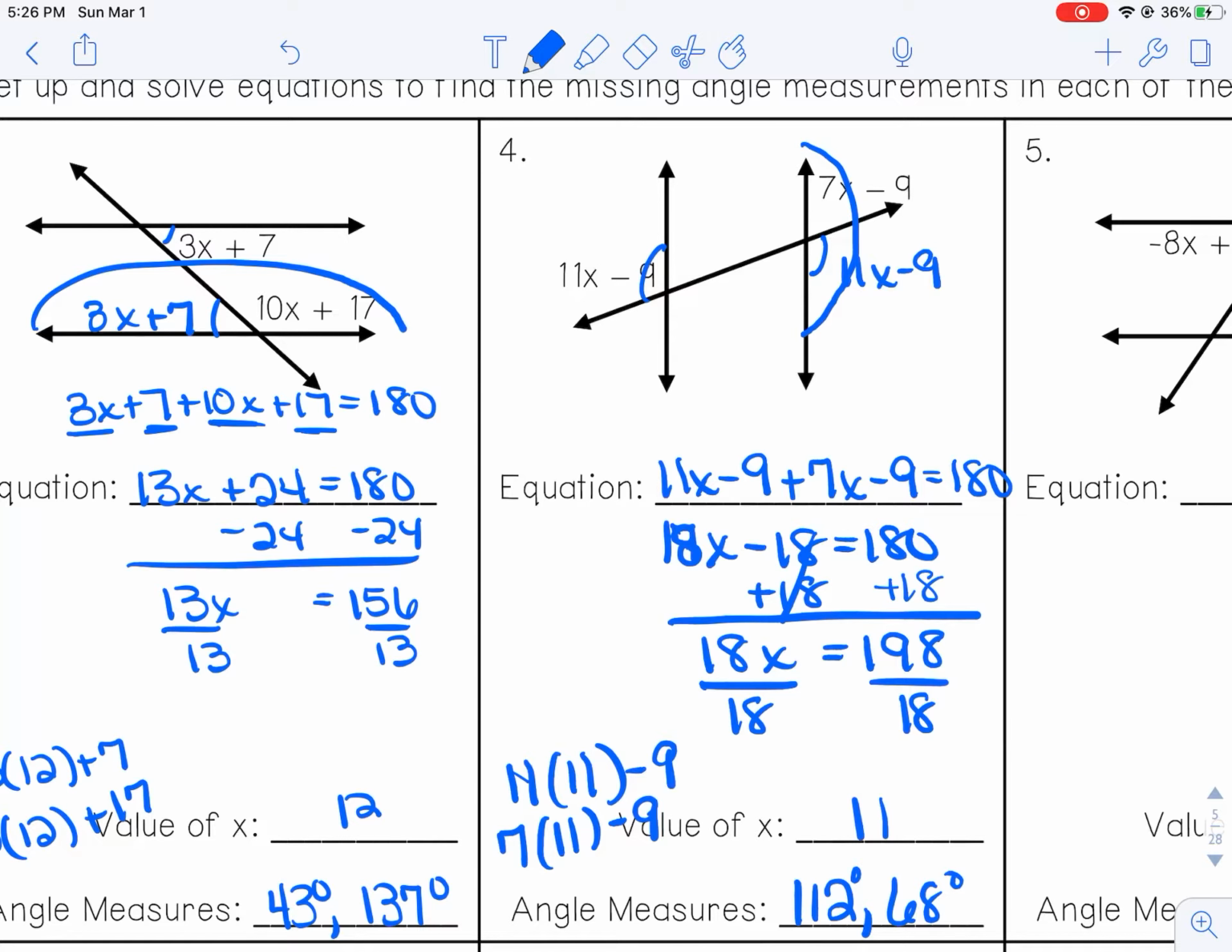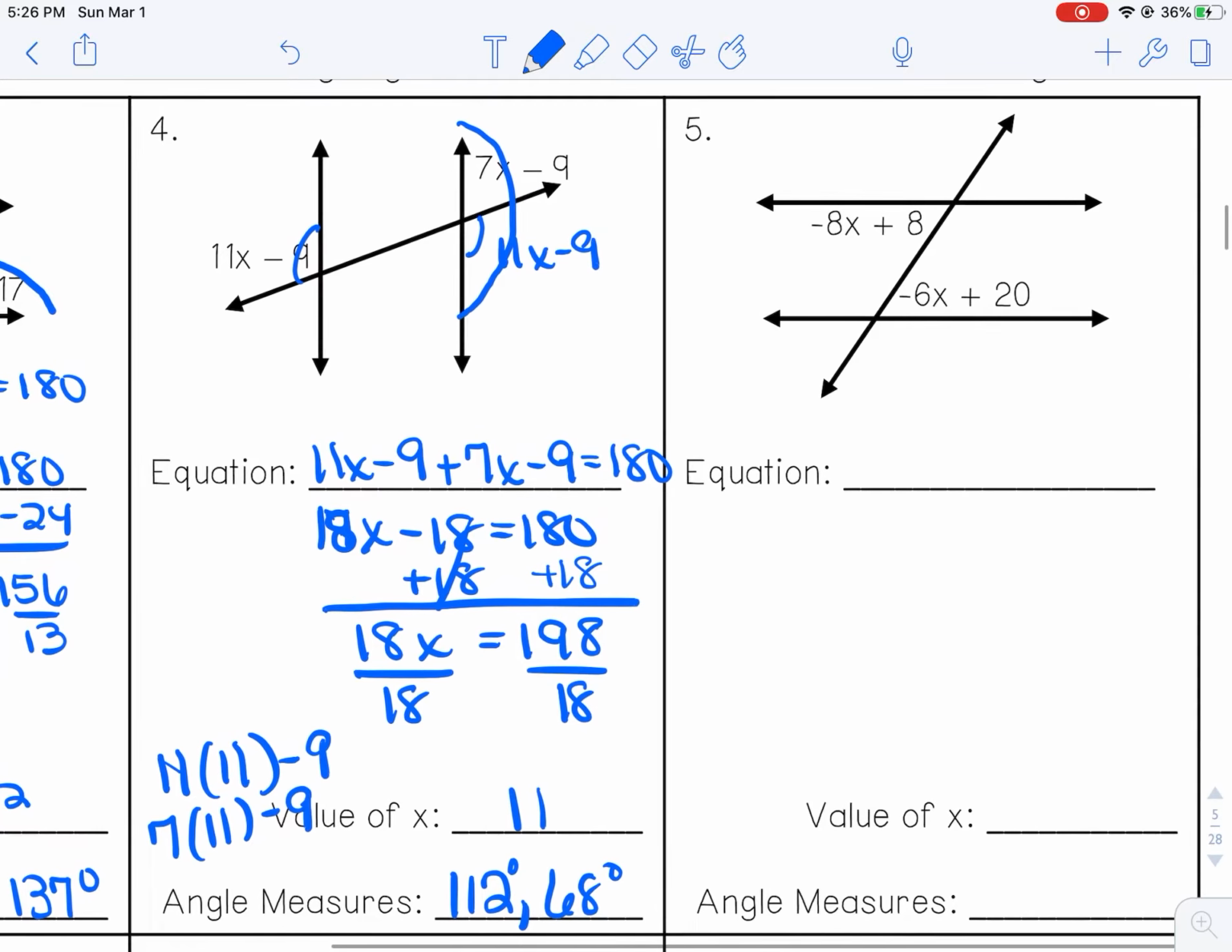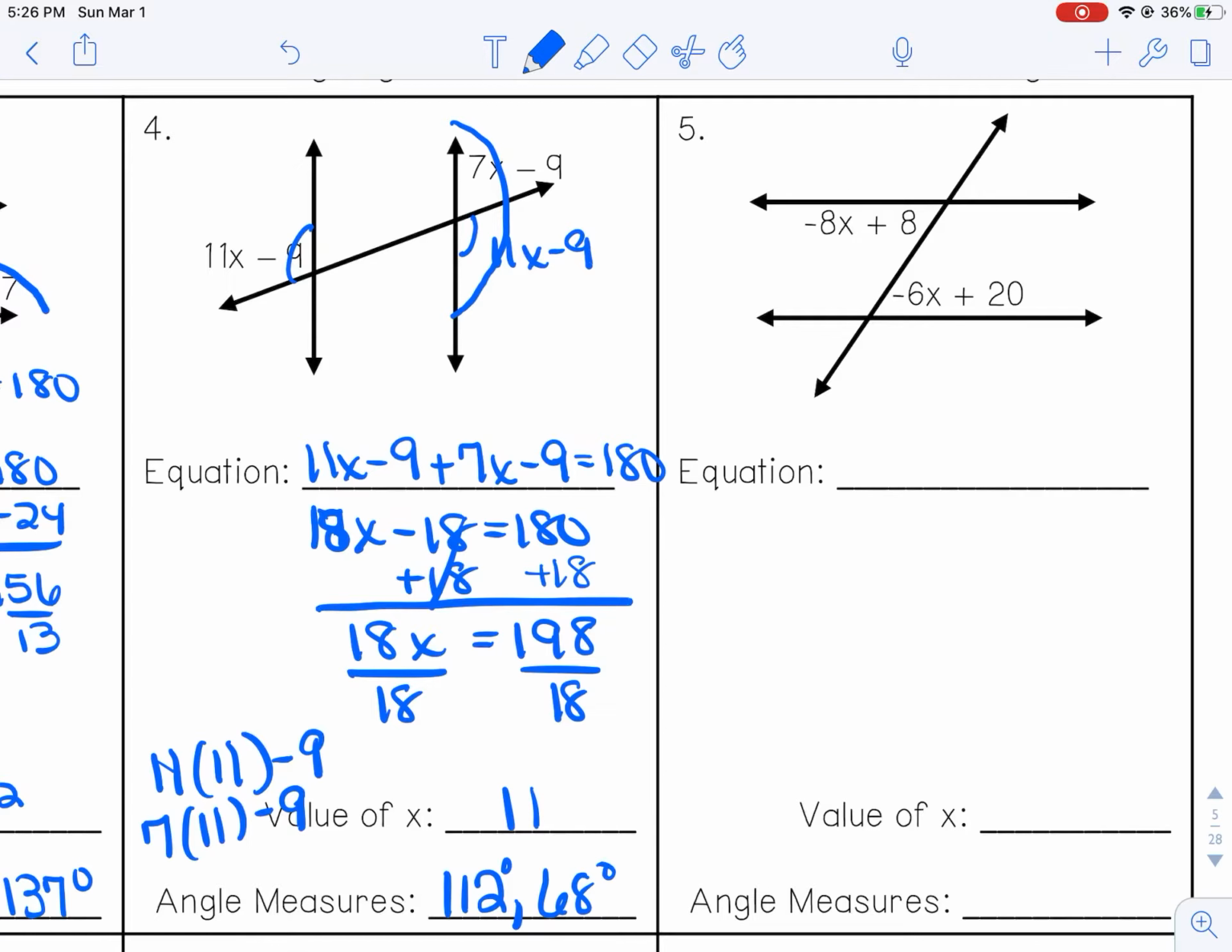All right, so we've had 3 in a row that were supplementary, so I'm glad that number 5, we see that we have alternate interior angles. They're on alternate sides of the transversal, and alternate interior angles equal each other. So when I write the equation, negative 8x plus 8 equals negative 6x plus 20. This whole lesson is about, do they equal each other or do they add up to equal 180? So these equal each other, so what we know is that our angle measures down here should be the same value. If they're not, we've done something wrong.